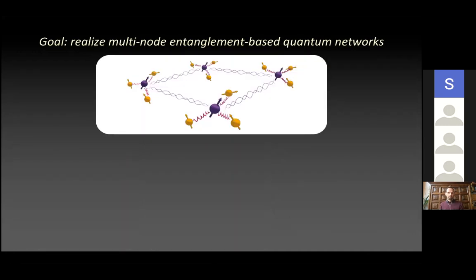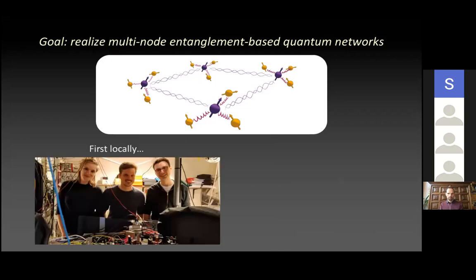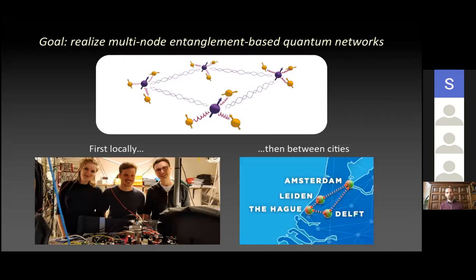So the goal in my lab, the near-term goal, is to realize entanglement-based networks of more than two nodes, and we want to do that first locally in the lab, at a few meter distances, but then also to roll this out between cities, to actually use it on a deployed fiber. We have quite a large effort together with TNO, a Dutch research and technology organization, to start to implement the first link between Delft and The Hague. That includes things like quantum frequency conversion, etc., but I'm not going to talk about that in this talk.